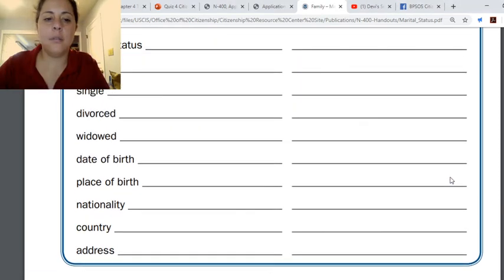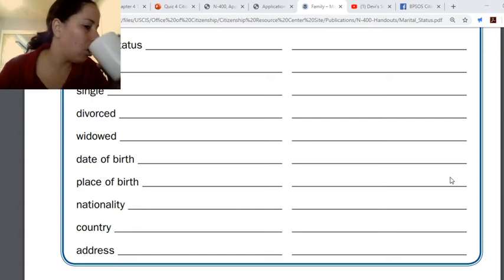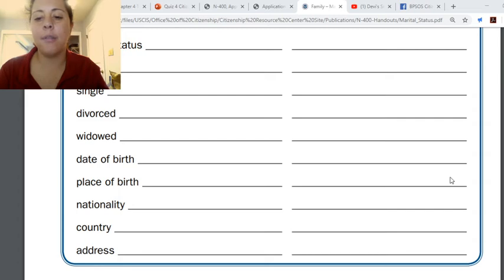Date of birth. When were you born? 7/6/86. Place of birth. Nationality. What is your nationality? Difference between nationality and country of nationality. Nationality, Vietnamese. Country of nationality, Vietnam. And address. What is your address?